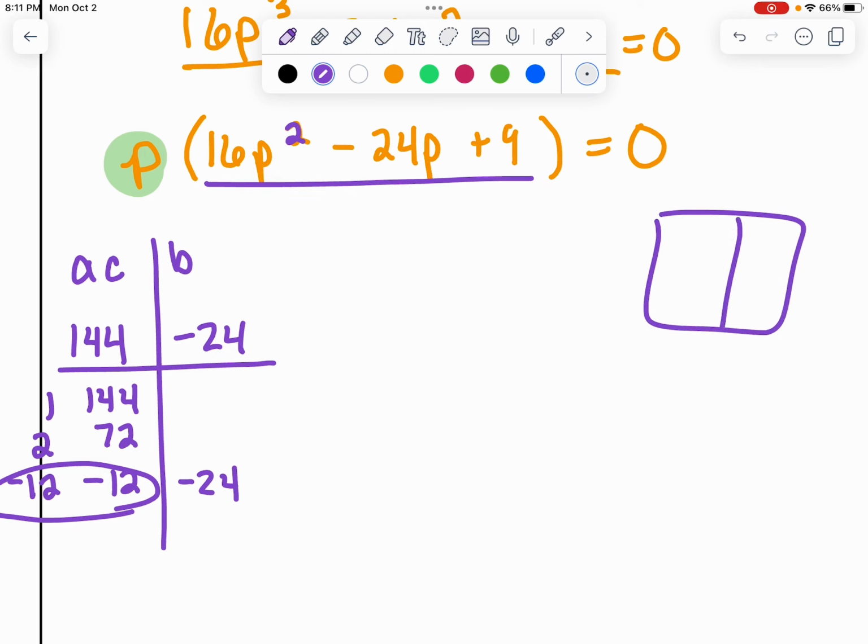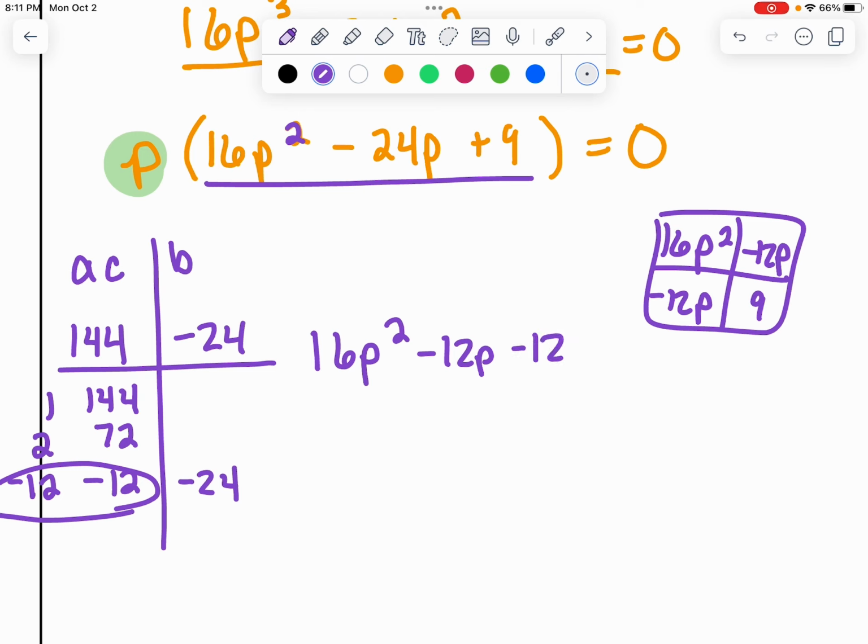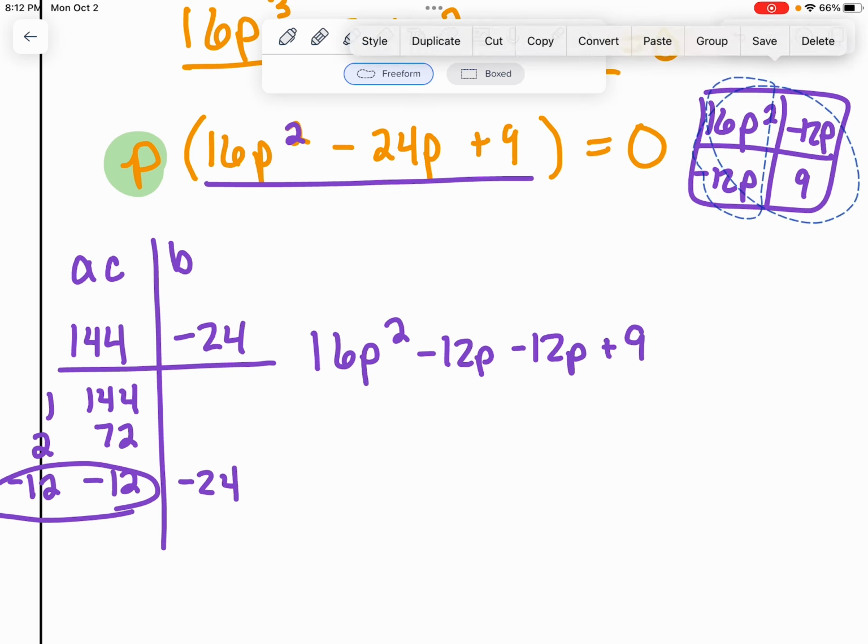Okay, so this needs to be rewritten for my grouping people, box people. Go to the box. Please put 16p squared here, please put 9 here. Please put negative 12p here and negative 12p here. However, what do we do with my grouping people? We write 16p squared minus 12p, and minus 12p again, and then the plus 9. See how similar it is to the box? That's all it is. They're essentially just a different arrangement of it.